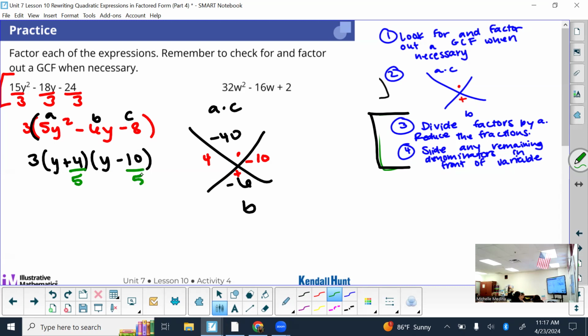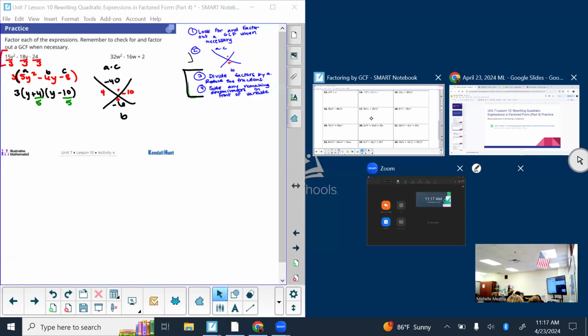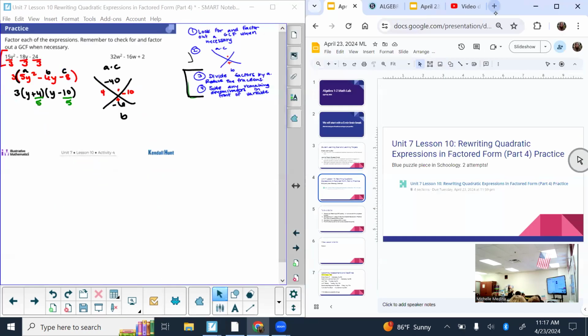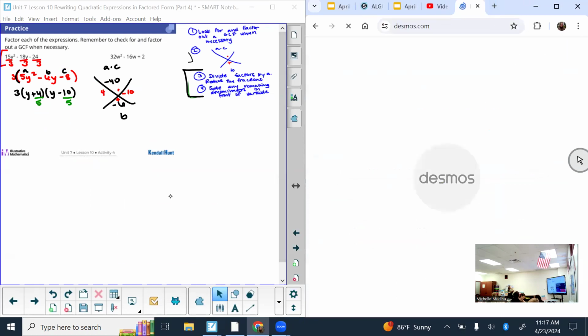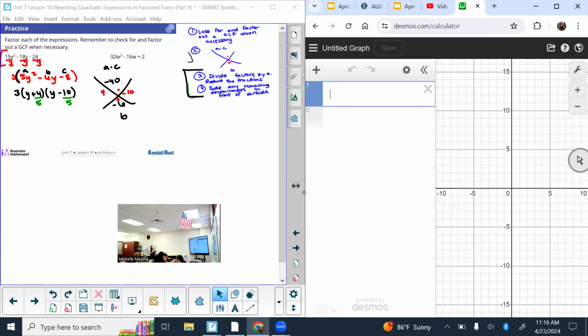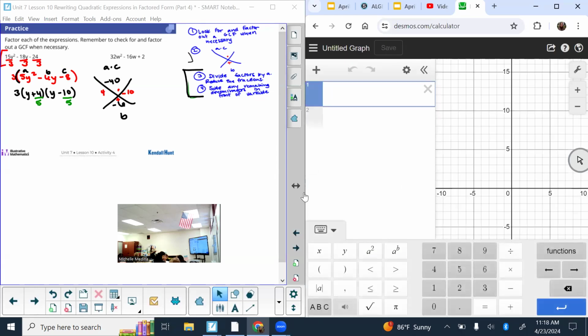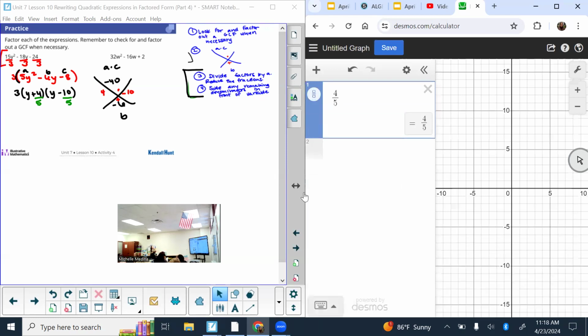Reduce the fractions, and then you will slide any remaining denominators in front of the variable. If you do not know how to reduce fractions, that is okay. You can use a calculator for that. All scientific calculators have fraction to decimal buttons, including decimals. If I want to see if 4/5 is fully simplified, I type it in. It'll give me the decimal, but if I press this button, it'll give me the simplified fraction.